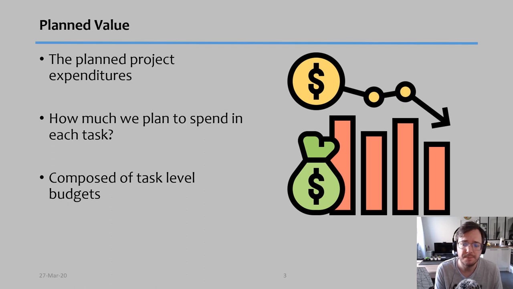The planned value is composed by all the task level budgets. It's like for every little task you have, you are creating a budget to know how much you're going to spend. And our big budget is just the collection of all the budgets of these little tasks.